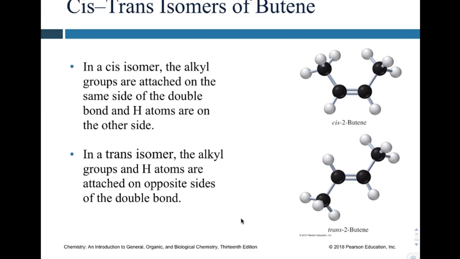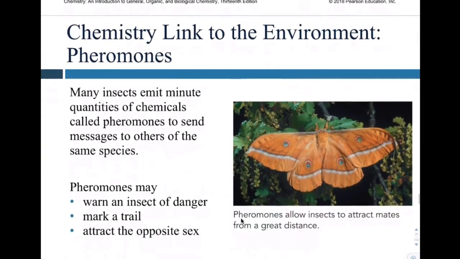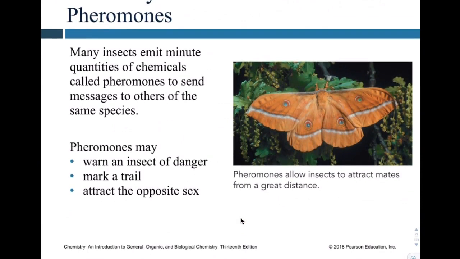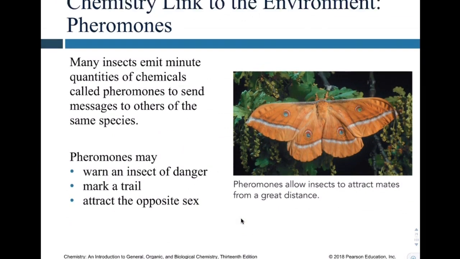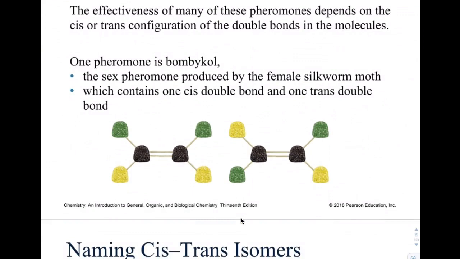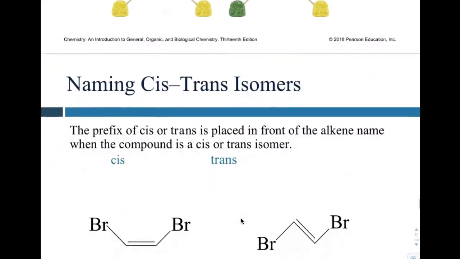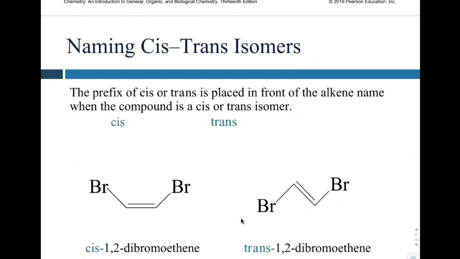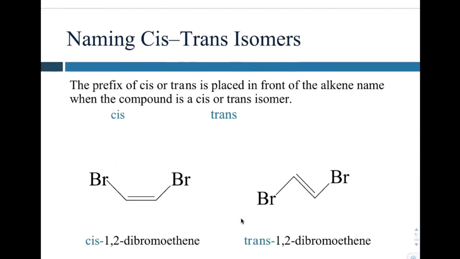So you can see here, if we don't have chlorines, we've got other groups. If this is butene, where's your double bond? It's on carbon 2. Okay, so I've got a double bond right here on carbon 2. In this one, the rest of the butene, the important parts, carbon being more important than the hydrogens, are on the same side, versus this one, where they're on opposite sides, they're trans. There are cis and trans compounds that make up pheromones. Feel free to read about that. When you're naming them, you just put cis and trans in front of the name as you would name it any other way.